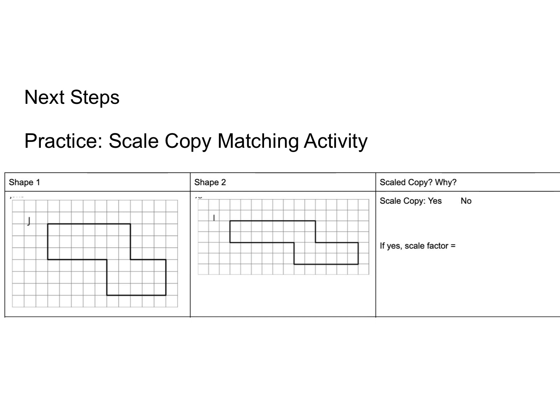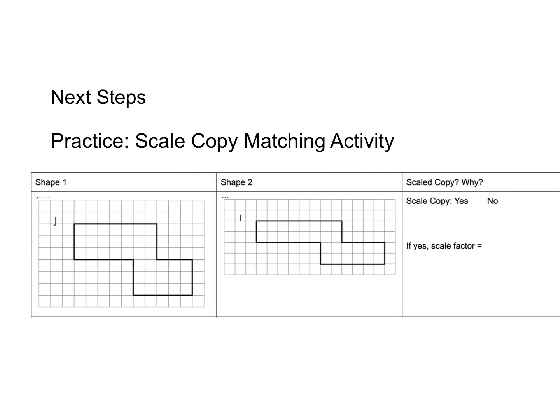Your next steps are to do the worksheet that is titled Scale Copy Matching Activity. If you want, you can stop the video right now. If you want help getting started with the practice, I am going to do this example problem. So what you're going to have to do is figure out between shape 1 and shape 2 if shape 2 is a scaled copy of shape 1. And the strategy that you're going to want to use is, here we go.